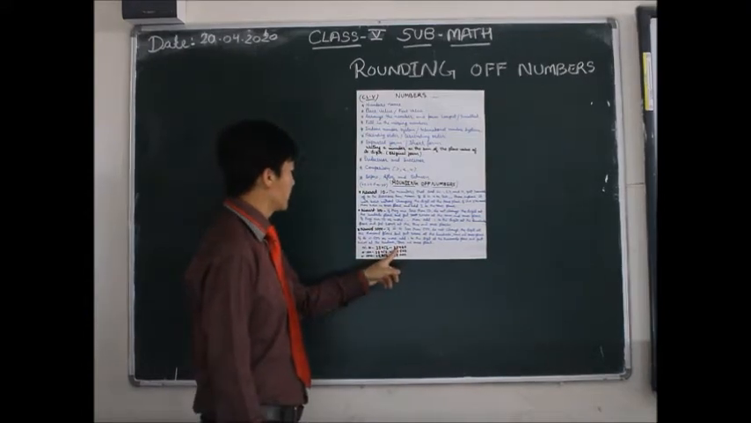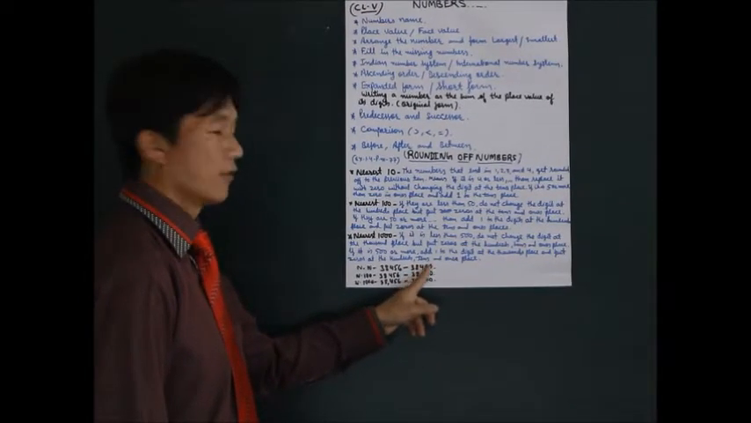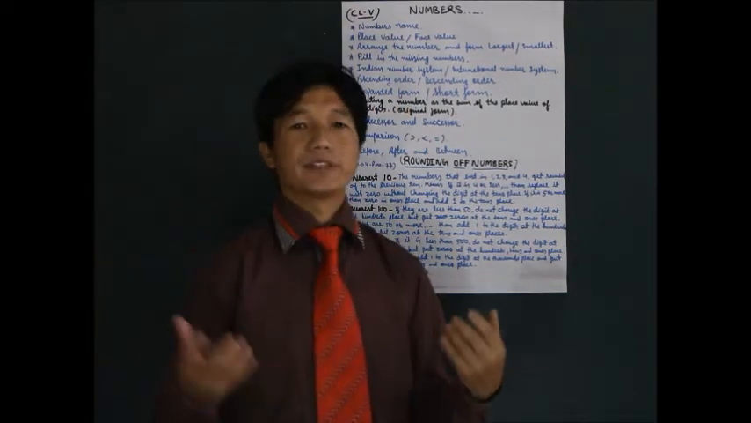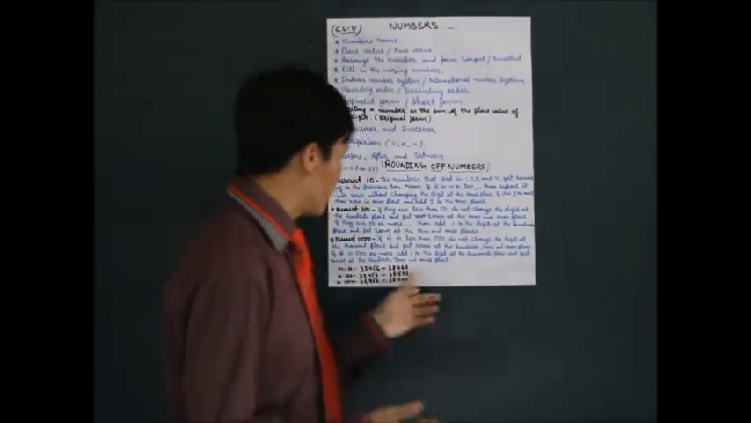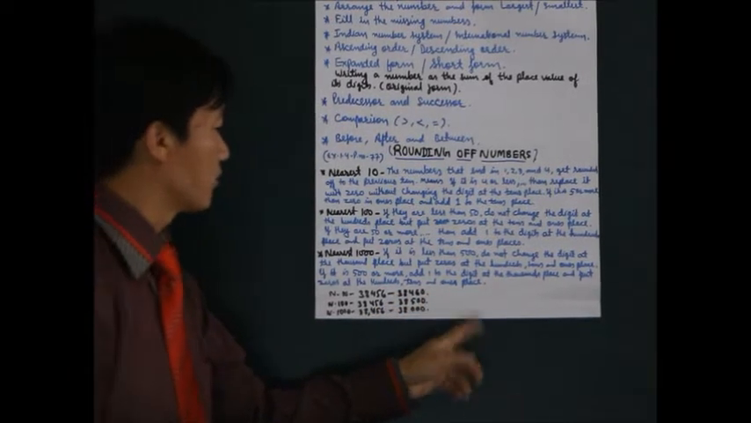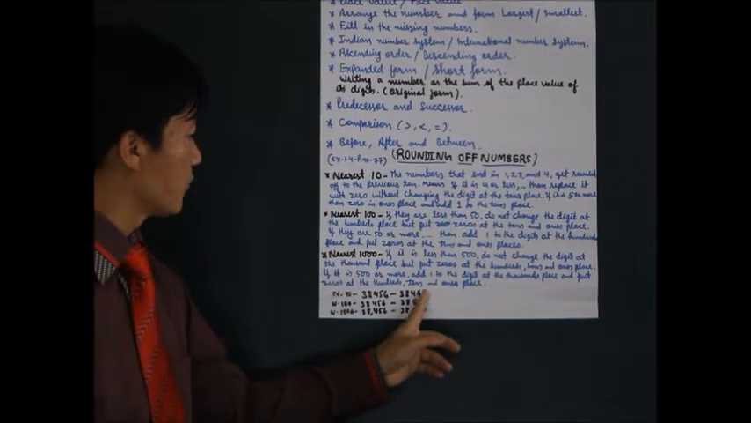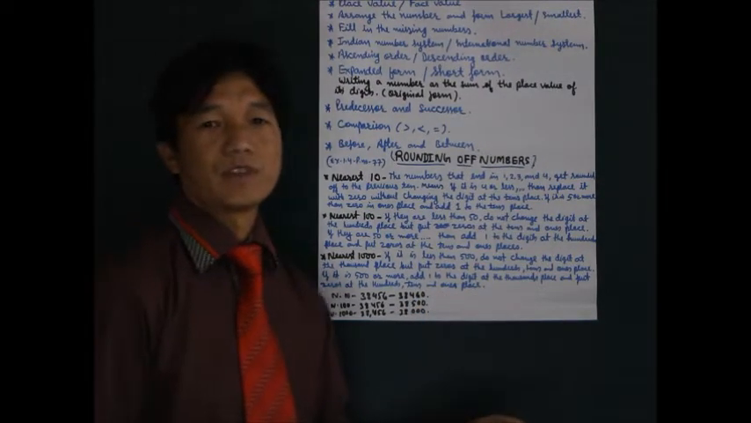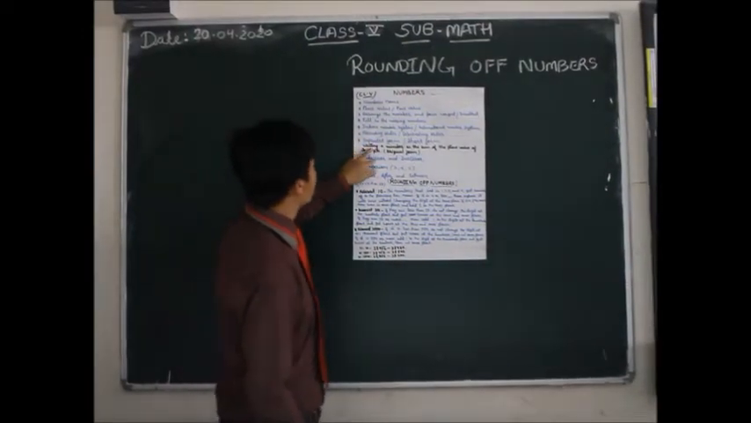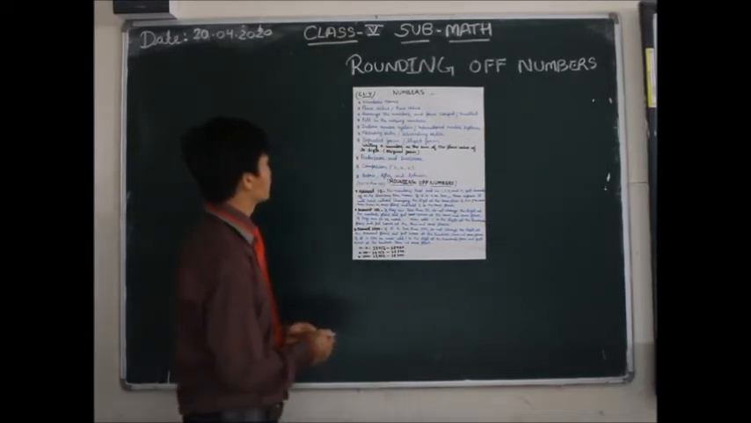This number is 38,460. So this is short form, that means standard form. But expanded form means we have to make it bigger, period wise. Suppose here are ones, tens, hundreds, thousands, and ten thousands. That means 30,000, then 8,000 plus 400 plus 60 plus 0. So this is expanded form. We have learned writing a number as the sum of the place values of its digits, the original form. So all these are done.